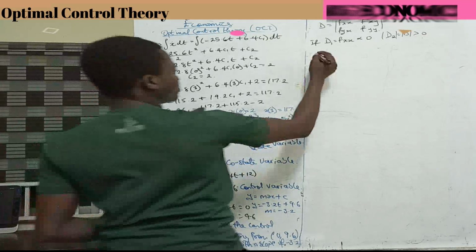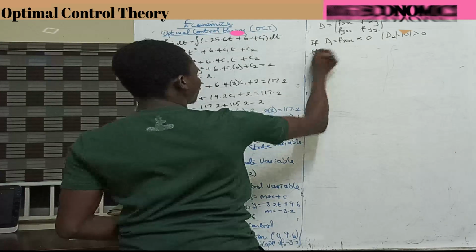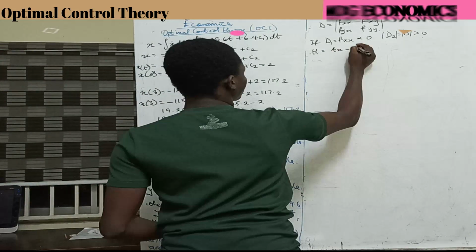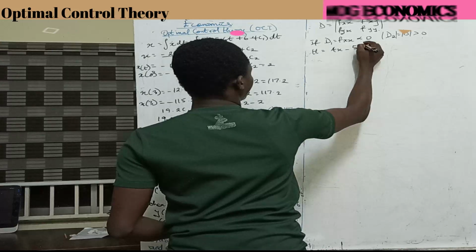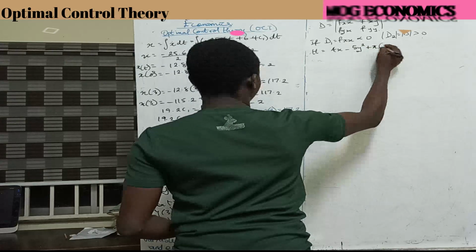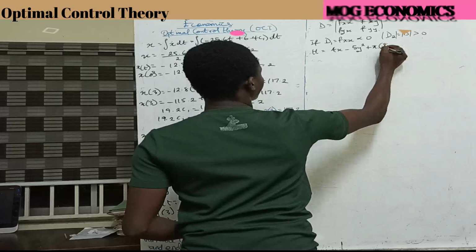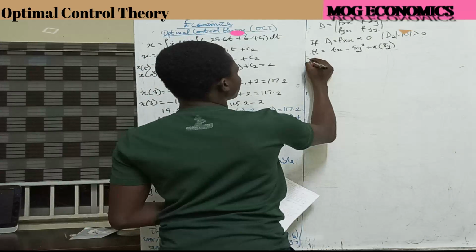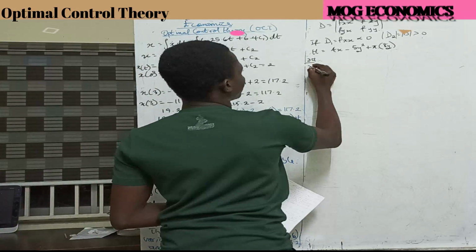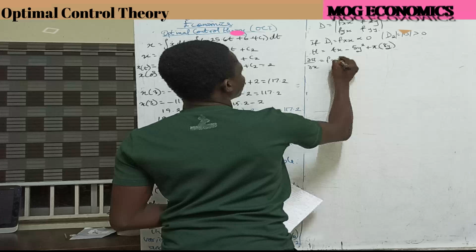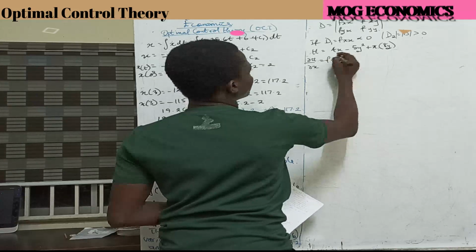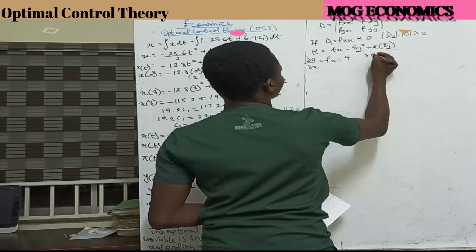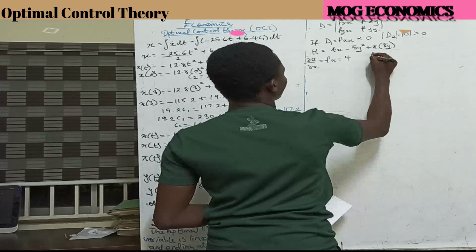and you're having a strictly concave function. So when we set up our Hamiltonian, we had 4x minus 5y squared plus lambda into brackets. I think this was 8y, the state variable. So now the derivative with respect to x, which is written as the f of x, gives us 4 here.